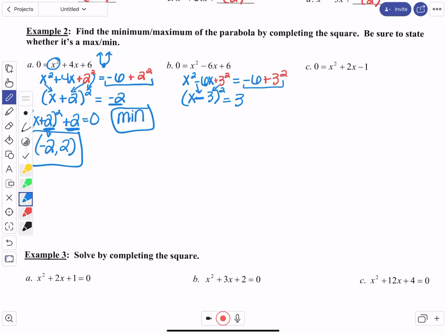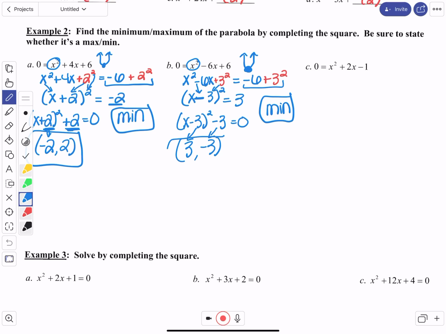Okay, so this one, that x squared is positive. Positive means happy. Think about drawing a smiley face parabola. So therefore we have a min because that point is at the bottom. Okay, if I move that 3 to the other side, it's going to be a negative 3. So remember, this one you do the opposite. This 3 you take as is. And so there's your vertex.